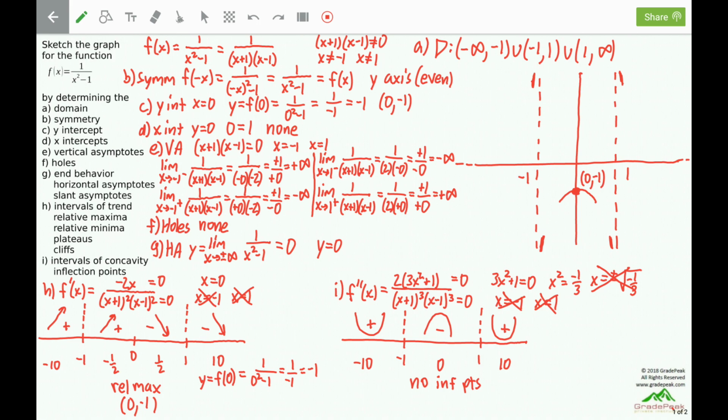To the left of the vertical asymptote of x equals -1, we have a behavior of increasing while being concave up, and it should be approaching the y equals 0 horizontal asymptote, so it's going to be starting from here and curving up like so.